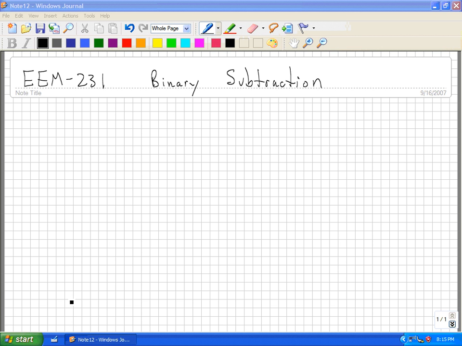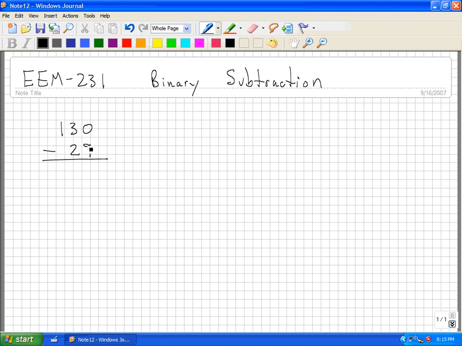Binary subtraction. This is found on page 136 in your book. Let's take a decimal number like 130 minus, we'll take 29. Now these are base 10 numbers like we use in our everyday lives.